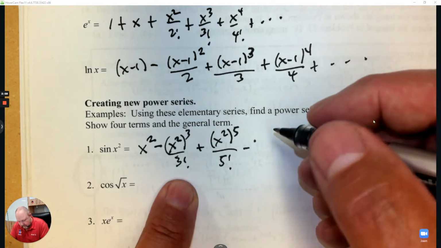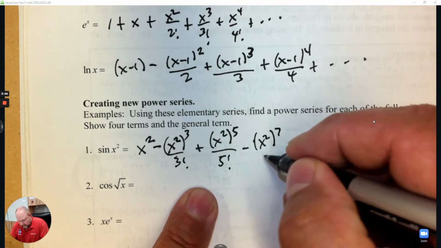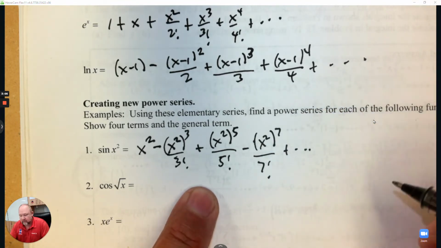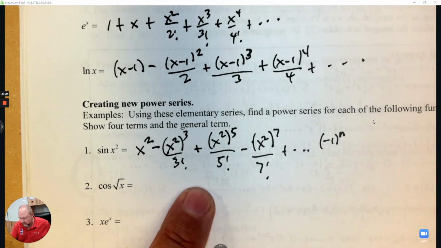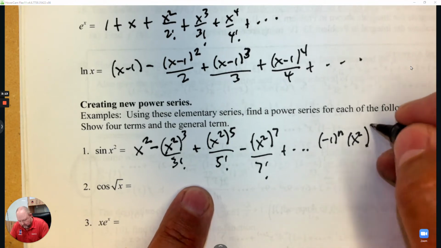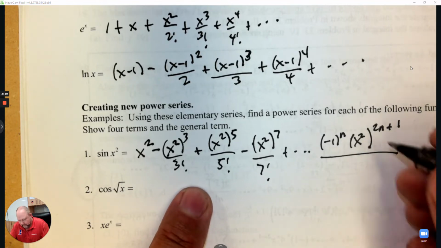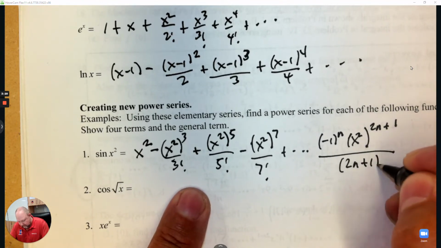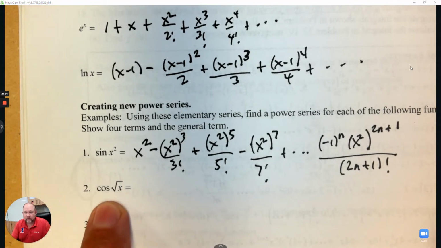So 4 terms, almost there. And then the general term after that, it alternates. That's how you show positive and negative alternating. And then it's x squared to the 2n plus 1 over 2n plus 1 factorial. That one's trickier. How about cosine the square root of x?